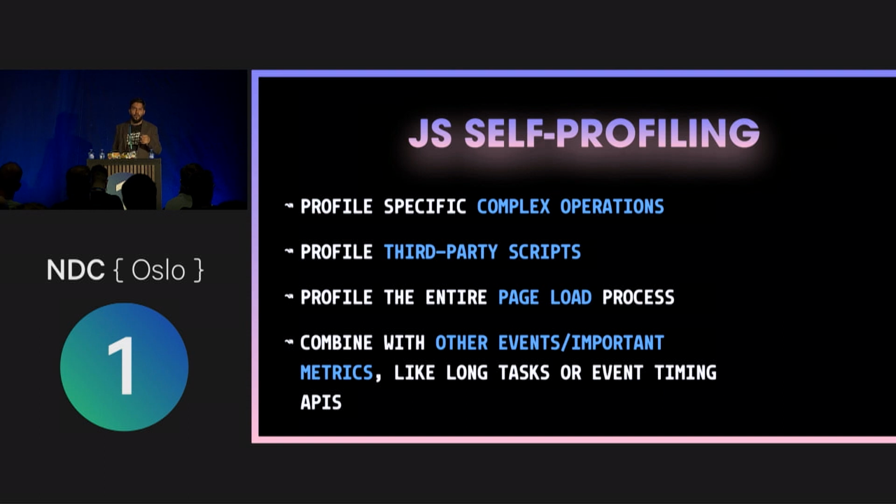main thread. Or it's also handy, for example, when you include some third-party script and you think it might be causing some performance issue, and these things are more common than we think. You can also use that to debug, and you can combine that with other metrics that we saw or that we're going to see.